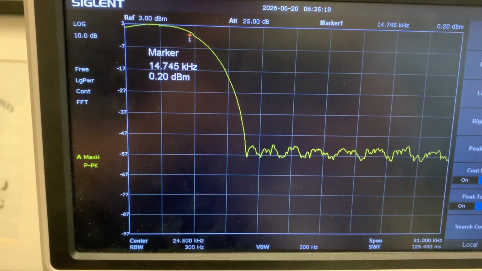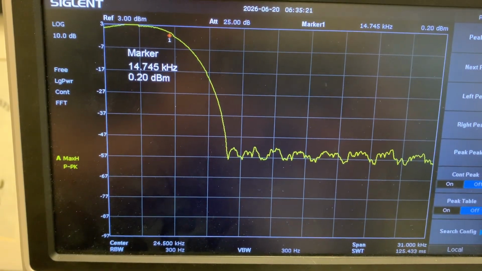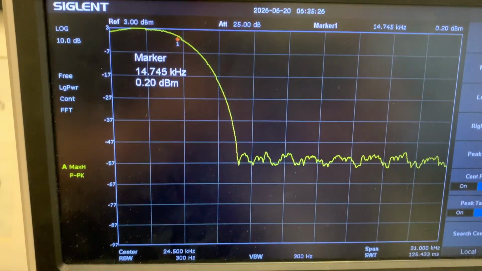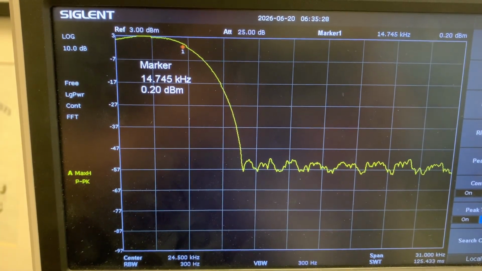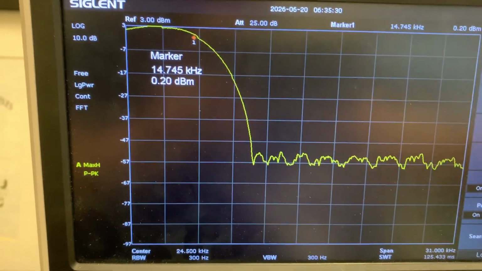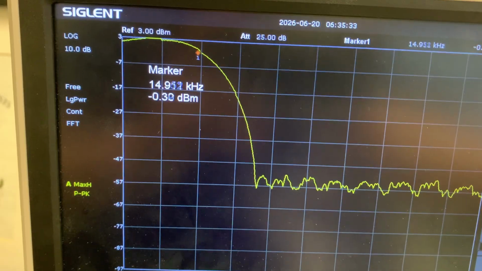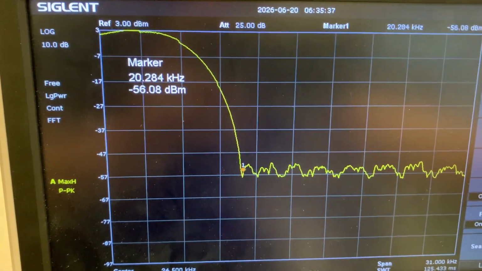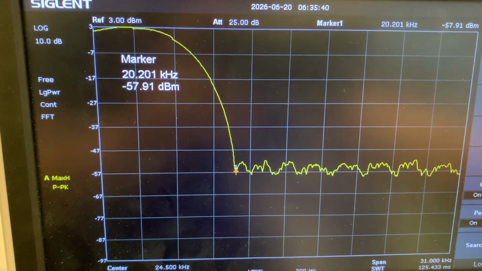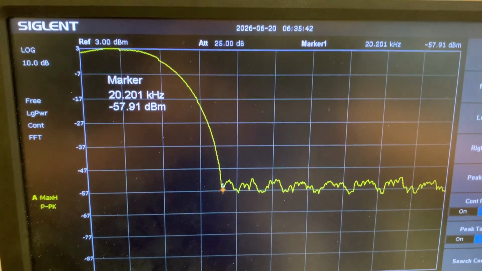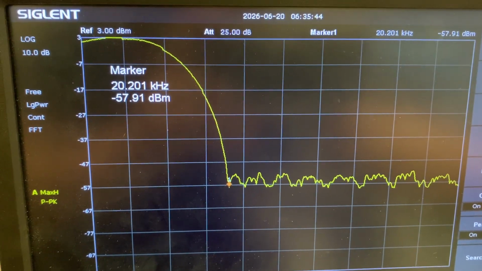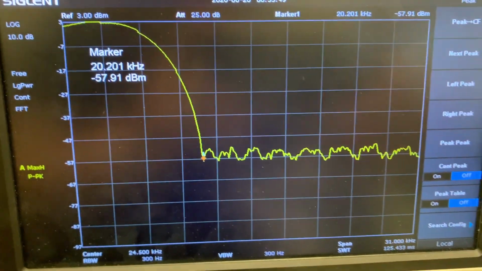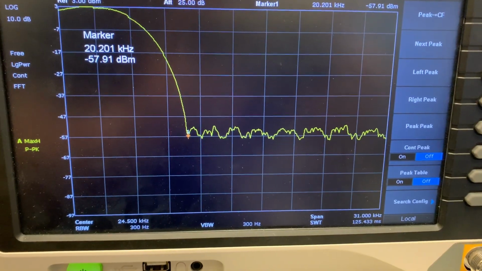But the good news is that the amount of rejection I wanted was successfully realized. I can show you that. I expected 60 dB at 20 kHz, and I was able to get that. Here we have minus 57, but because of the 3 dB offset, it's minus 60, and I have 20.2 kHz. That's pretty much a good measurement actually. That's pretty good.